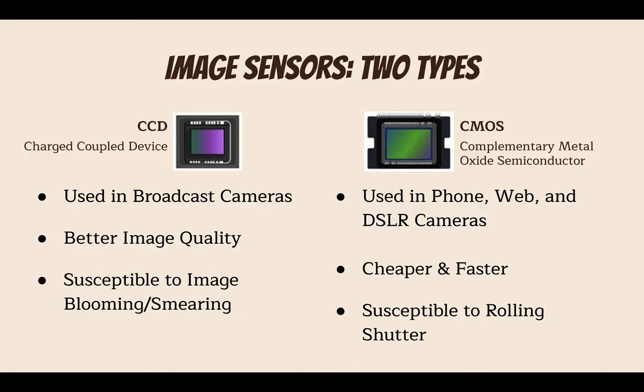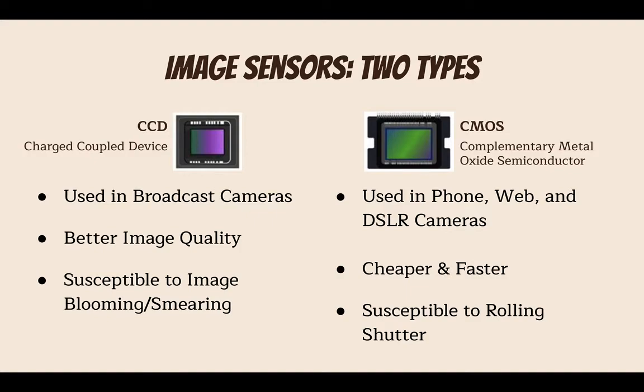That blooming or smearing is basically it's overwhelmed by the light, and you saw that vertical band of light spread out. There's various forms of that, but it's essentially a problem that causes this burst of light on your image. Whereas the CMOS doesn't necessarily have that problem.